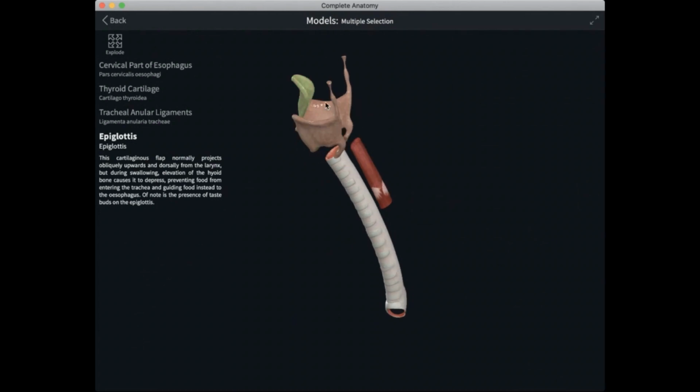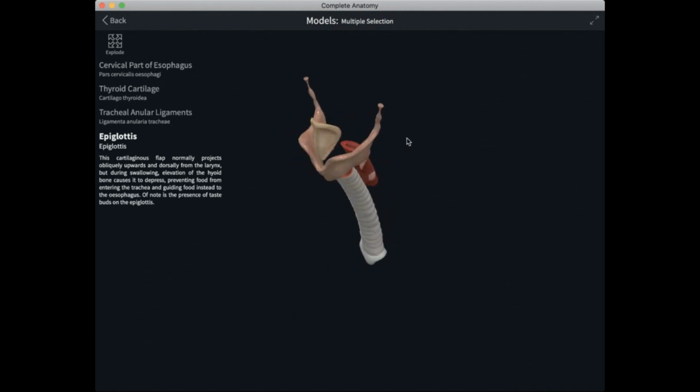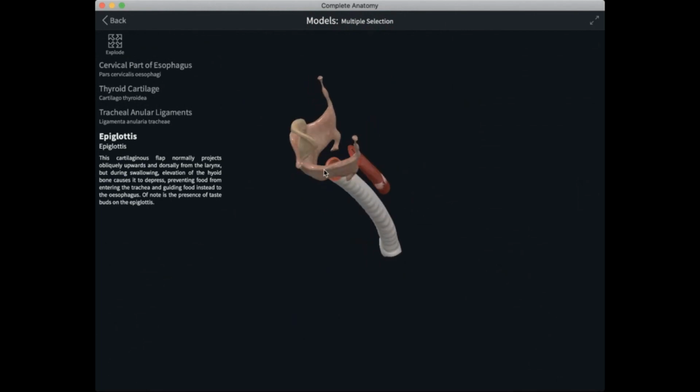So this anatomy is very important when you are putting the nasogastric tube for feeding patients who are unconscious, semi-conscious, or unable to swallow. Make sure you don't insert the nasogastric tube into the respiratory trachea.